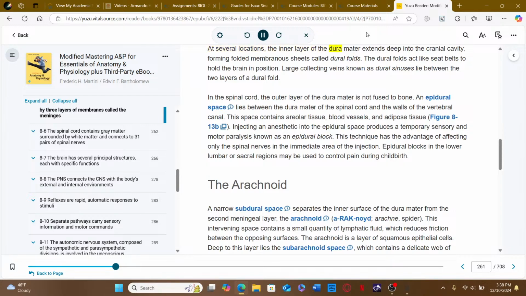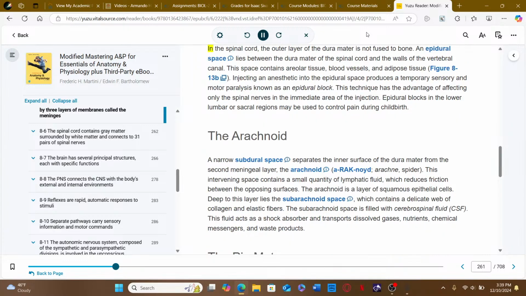At several locations, the inner layer of the dura mater extends deep into the cranial cavity, forming folded membranous sheets called dural folds. The dural folds act like seat belts to hold the brain in position. Large collecting veins known as dural sinuses lie between the two layers of a dural fold.